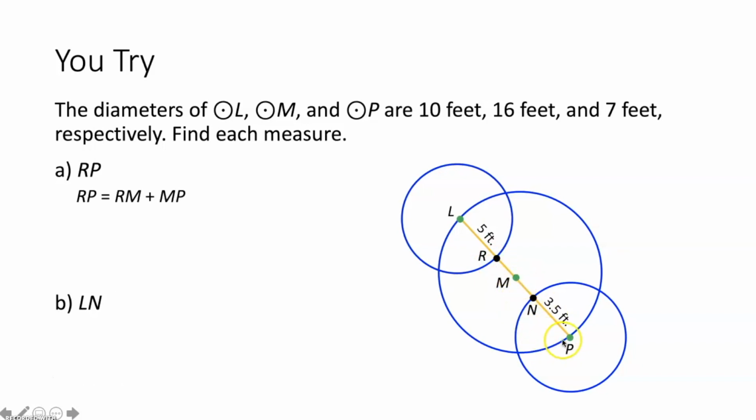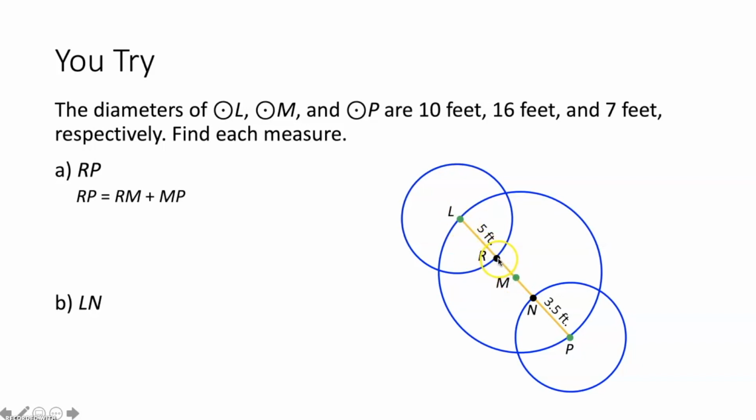Because segment MP is a radius of circle M. And if we know that circle M has a diameter of 16 feet, that means the radius must be half of that. So the measure of segment MP, we know, must be 8 feet. So what is the measure of segment RM then? Well, again, the diameter of circle M is 16 feet, meaning the radius, the measure of segment LM over here, must be half of that, so 8 feet. And if we know that this measure right here is 5 feet, we know the measure of segment RM must be 8 feet minus 5 feet, which is 3 feet.